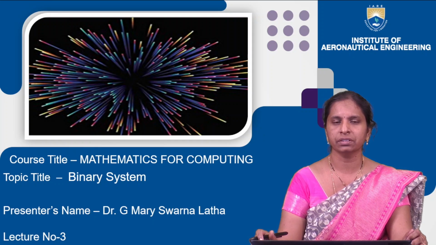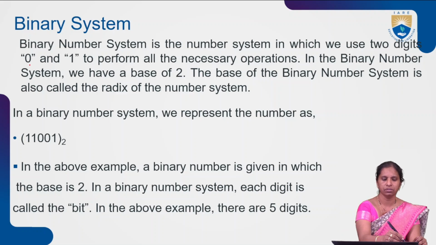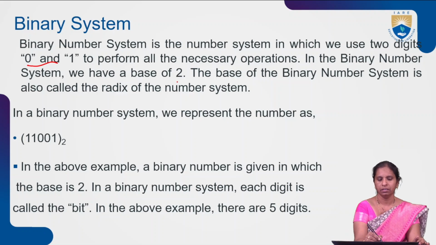Today's topic we are going to discuss is the binary number system. So what is a binary number system? A binary number system is a number system which uses only two digits, 0 and 1. The numbers in the binary number system can be formed using only the two digits 0 and 1. And the base of the binary number system is nothing but 2.